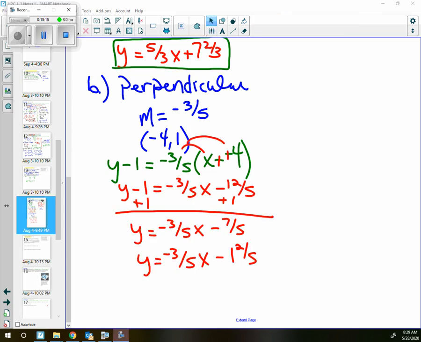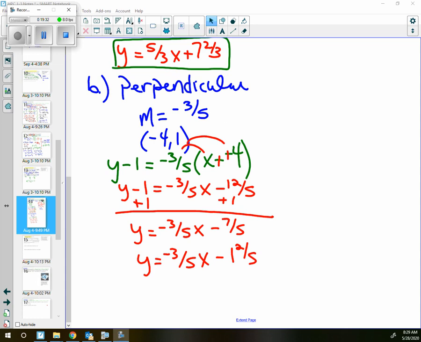Alrighty, so we solve for y. So again, distribute, add the 1, and now we have y equals -3/5 x, minus 7/5. You could say -7/5 or -1 and 2/5. This one does have an exact decimal equivalent, so if you wanted to write it as a decimal, -1.4, that would be fine as well because it's exact.